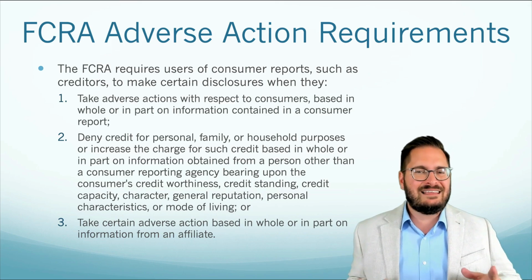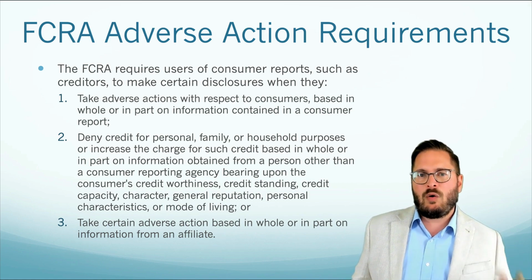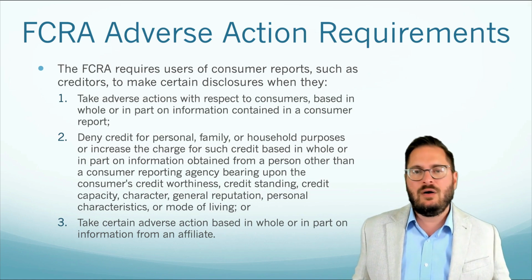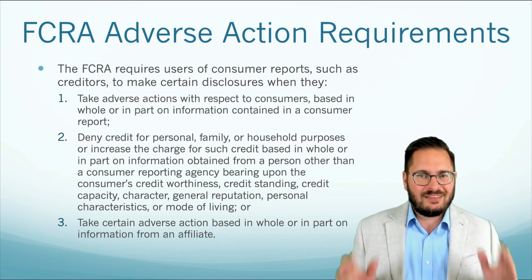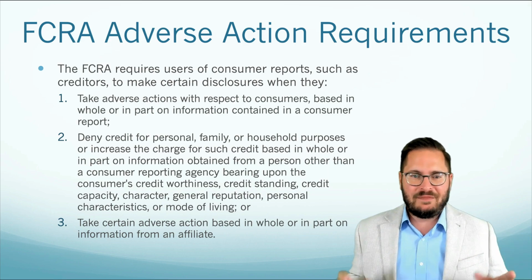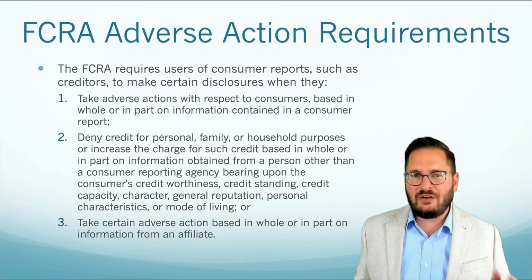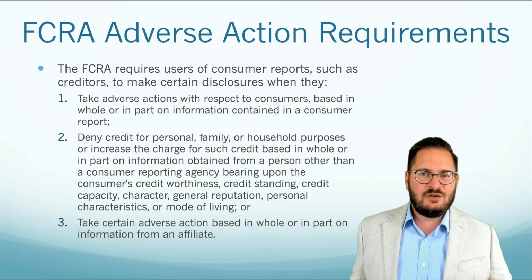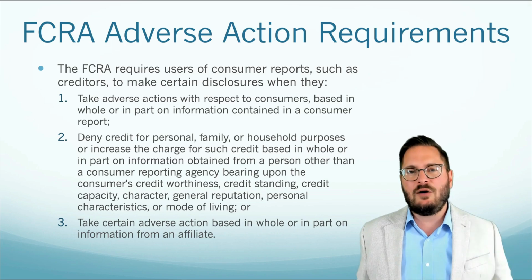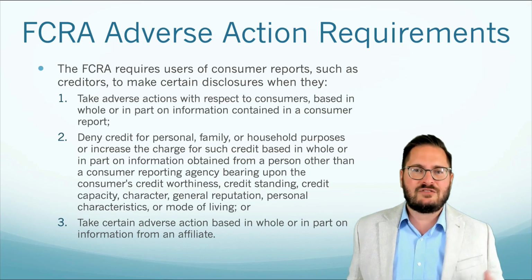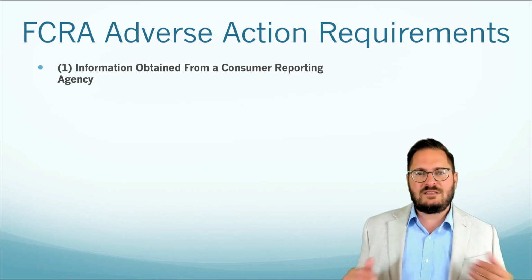So this is slightly different than what we see in Regulation B, but these are the requirements under the Fair Credit Reporting Act that require an adverse action notice. Now, to be clear, if you are a lender, you are most likely going to see item 1. This is what's going to apply to you the most often. Items 2 and 3 are fairly rare, but some creditors do have situations where this does apply. But item 1 is by far the most common reason for adverse action notices under the Fair Credit Reporting Act. So let's take a look at the specific requirements.